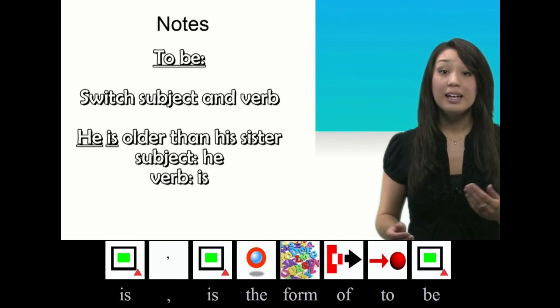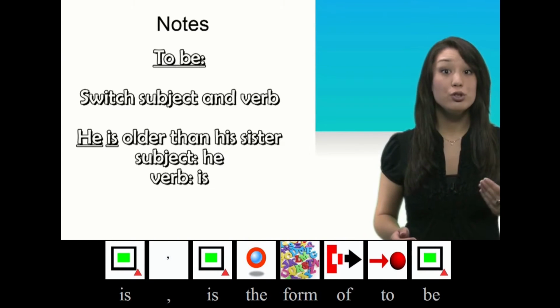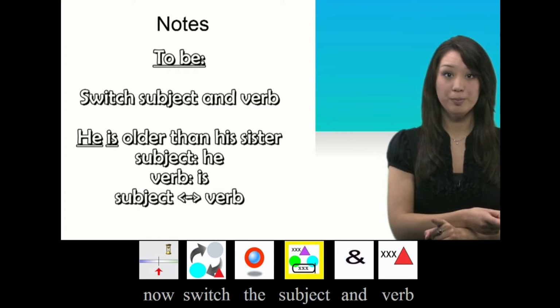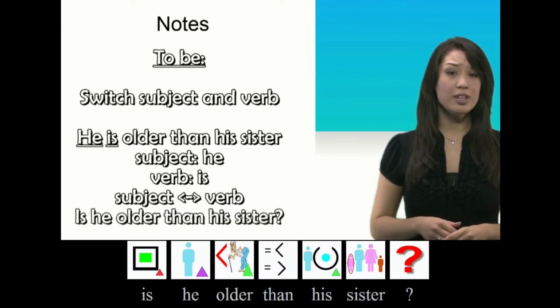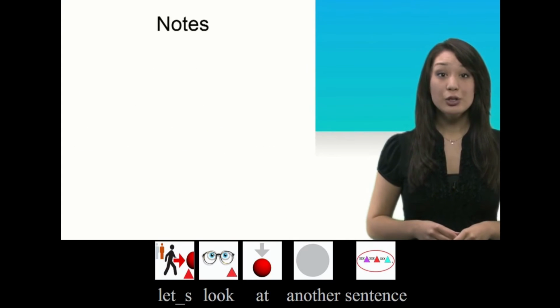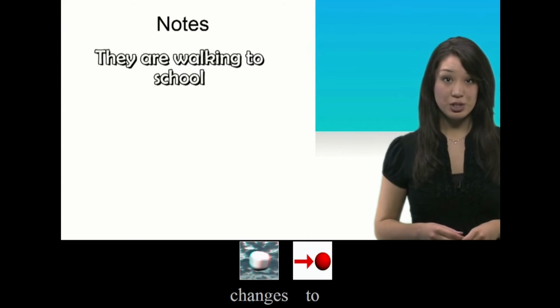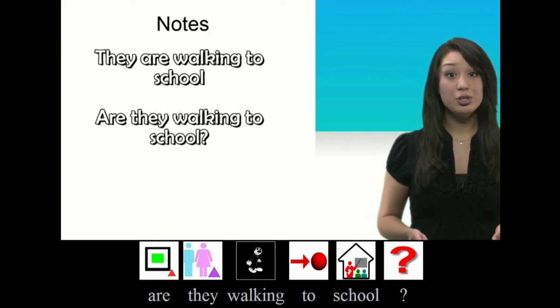is, a form of to be. Now, switch the subject and verb. Is he older than his sister? Let's look at another sentence. They are walking to school. Changes to, are they walking to school?